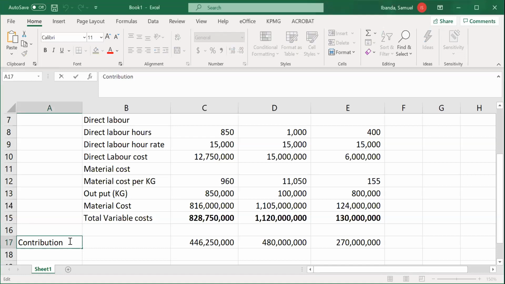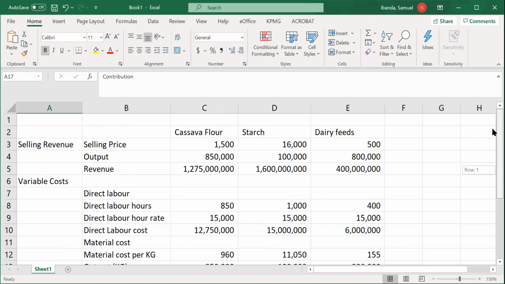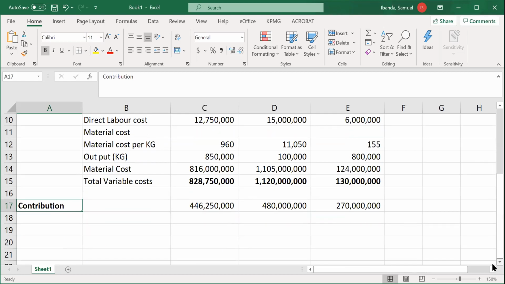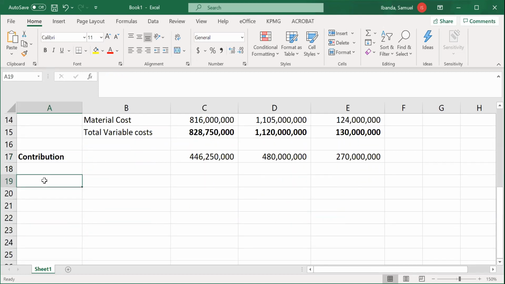So contribution, like we know, is sales revenue minus total variable costs. If we are looking at a unit product, contribution per unit is selling price minus unit variable cost, or variable cost per unit. So from here, we proceed to look at our overheads, which are our so-called fixed costs.